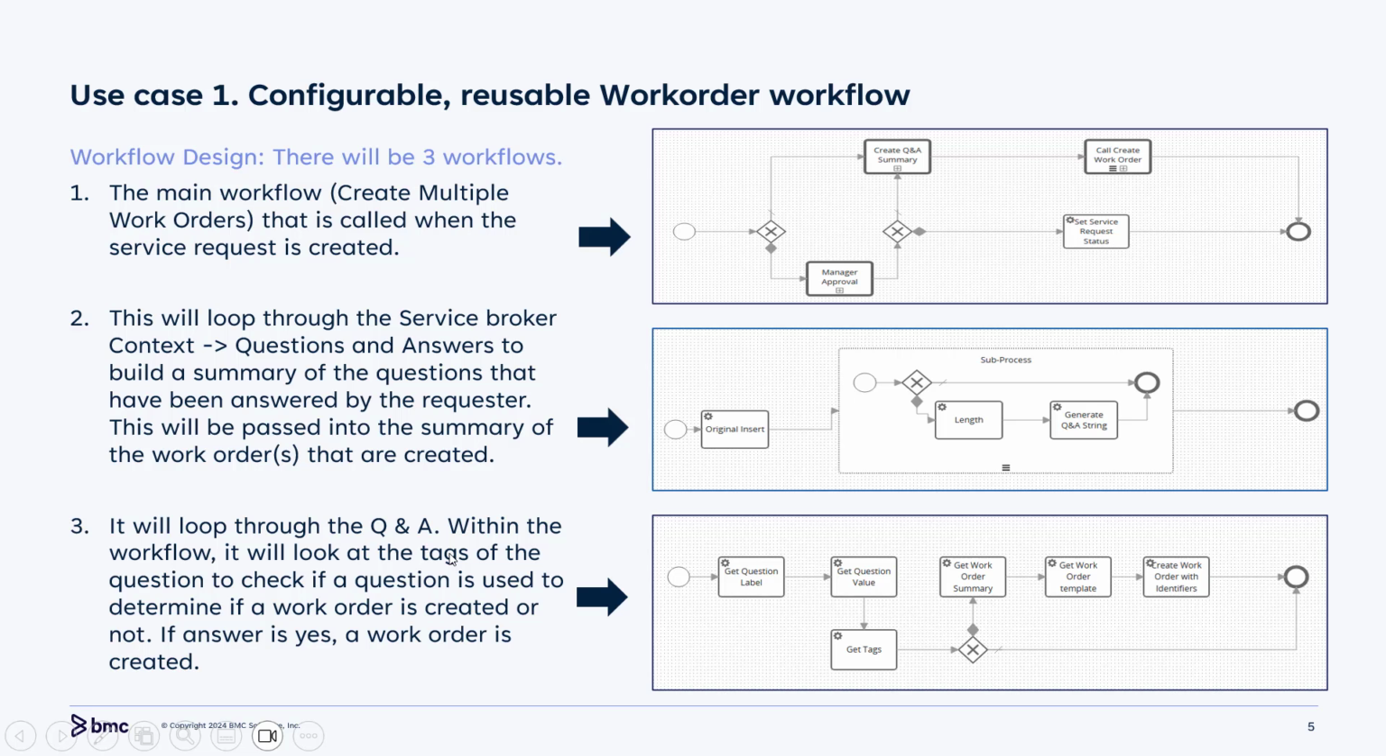And then the third workflow is for the work order creation. It will loop through the question and answer within the workflow, and it will look at the tags. In the question, we are going to use the tags, and from those tags, it is going to determine if the work order is created or not. If the answer is yes, then the work order will be created, else it will not be created. Okay.